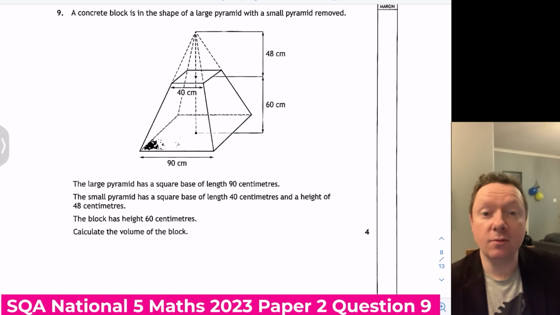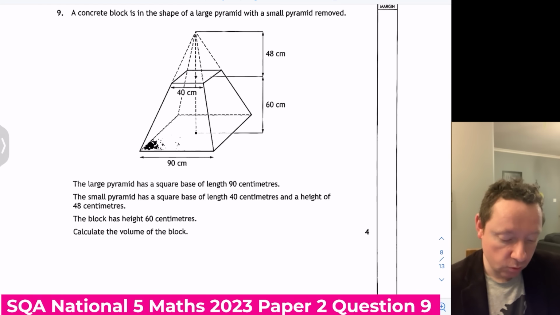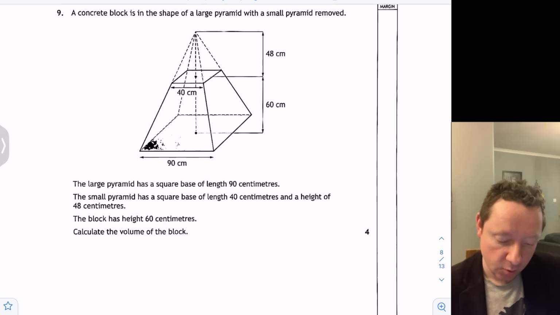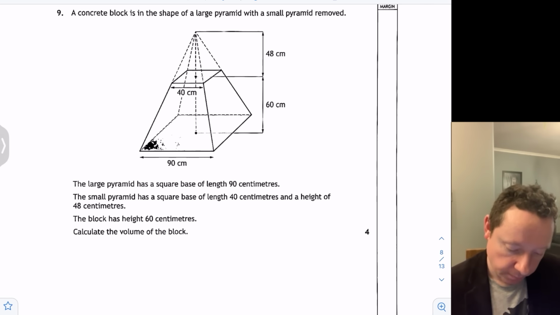SQA National 5 Maths 2023, Paper 2, Question 9. A concrete block is in the shape of a large pyramid with a small pyramid removed. The large pyramid has a square base of 90, as you can see. The small pyramid has a square base of length 40 and a height of 48. The whole block has a height of 60. Calculate the volume of the block.